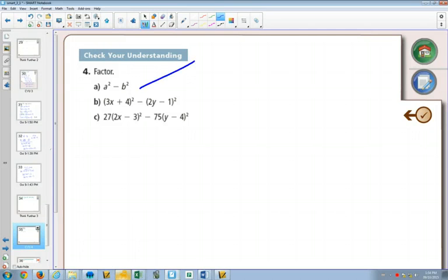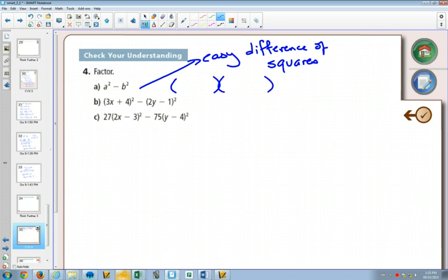Again, the first one is going to be our easy one. It is an easy difference of squares, because it's obvious that the first term is a perfect square because it's a times a. And it's obvious the last one's a perfect square because it's b times b. And anytime you have a perfect difference of squares, you can set up your brackets.